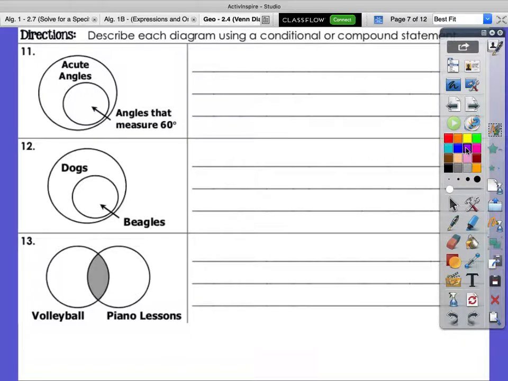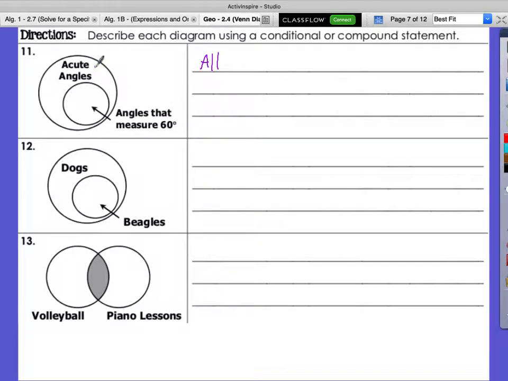Would this be the first category, second category, third category? First. So what kind of words are we looking for? Always, all, every. All angles that measure 60 degrees are acute angles. All of the inside is part of this big group. All angles that measure 60 degrees are acute angles, saying all of the inside part is part of the bigger circle.